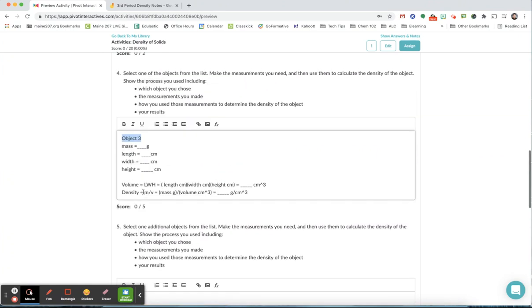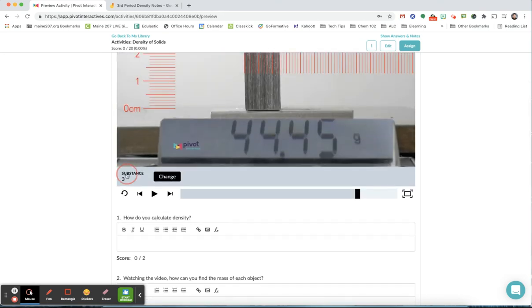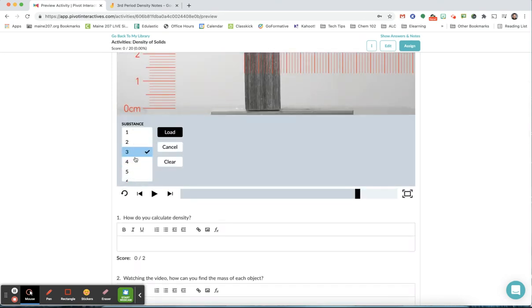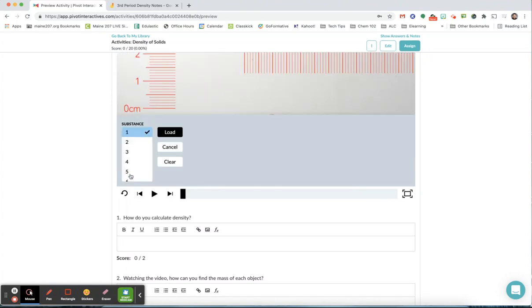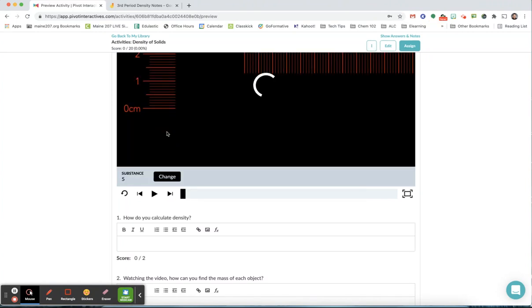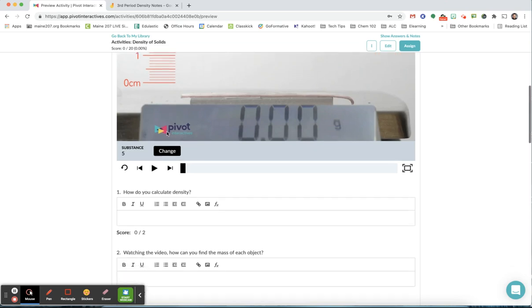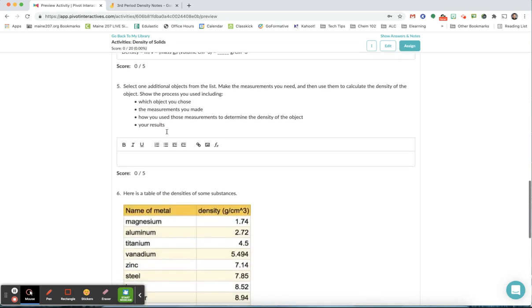Then I say select one other object, which means you'll do the exact same thing, except you're going to pick something other than object 3. Load up object 1. Load up object 5. I don't care. But load up 2 objects, run the videos to get the data.